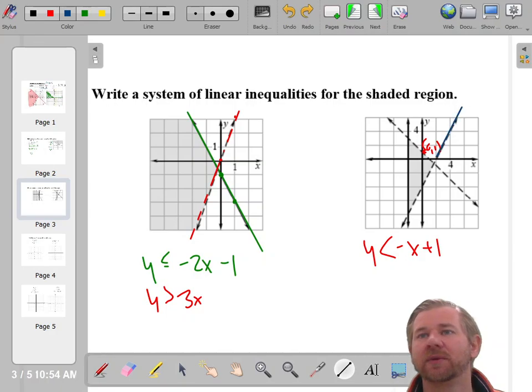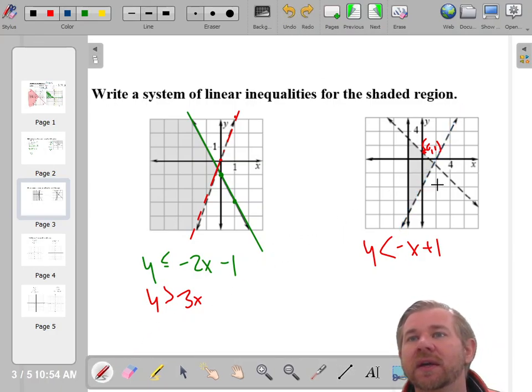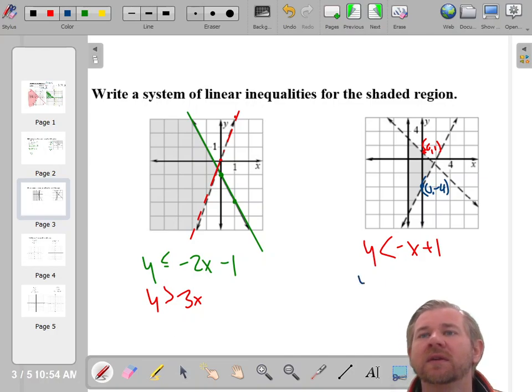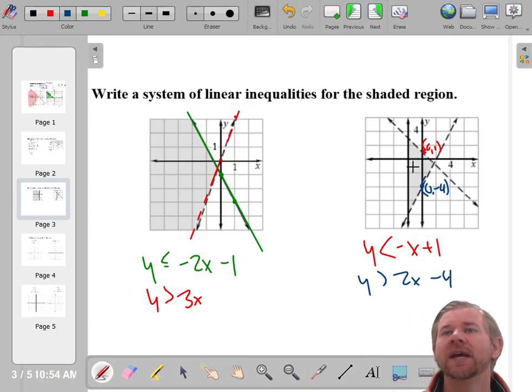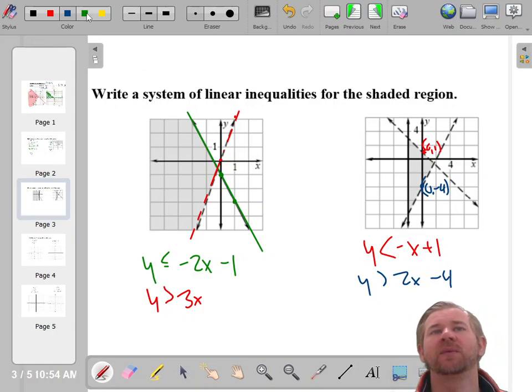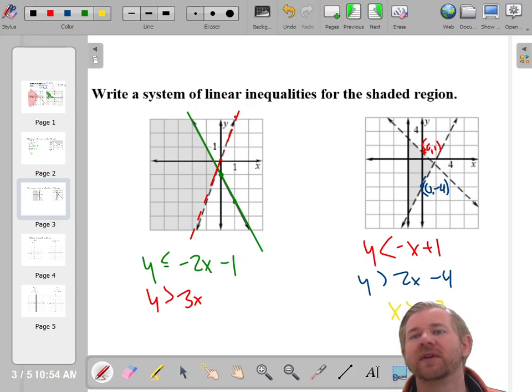For this guy, we'll do this one in blue. The y-intercept is, remember, you count by 2, so that's negative 4, and the slope is up, how many? Up 2 over 1, so y is greater than 2x minus 4. The slope is 2 over 1. The y-intercept is negative 4. And the last one is a vertical line, and we're shading to the right. So x is greater than or equal to negative 2, because it's a solid line.